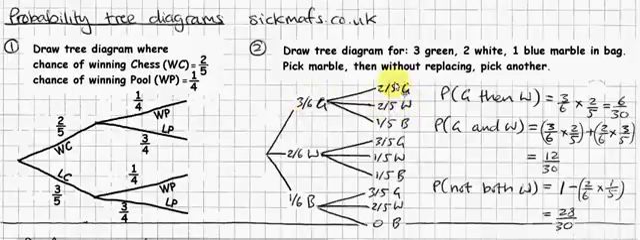So the probability of green then white is 3/6 times 2/5. The probability of green then green is 3/6 times 2/5, which happens to be the same number. Probability of getting a green then a blue is 3/6 times 1/5. Let's just do another random one. What's the probability of getting a blue then a green? It's 1/6 times 3/5. So you have to multiply the fractions as you go along the tree to get the probability of the thing at the end.